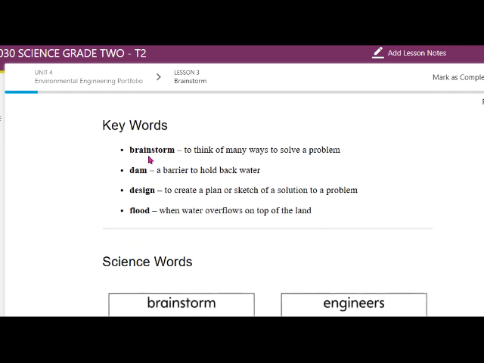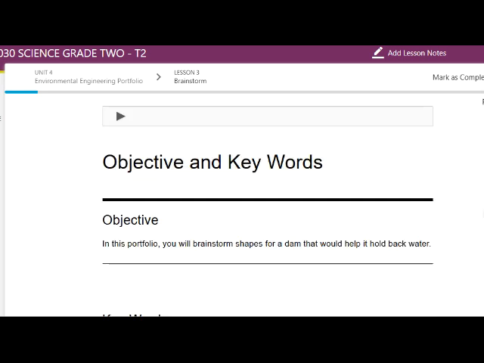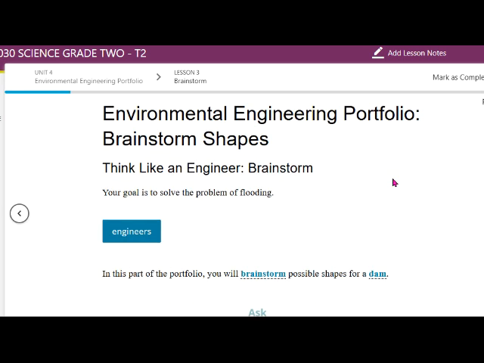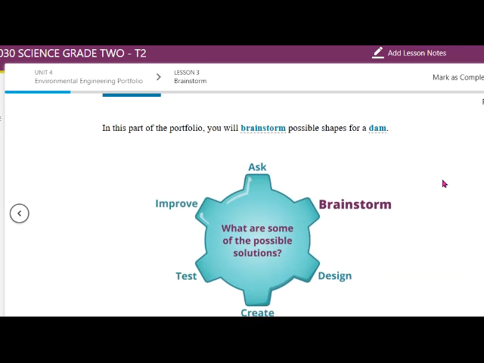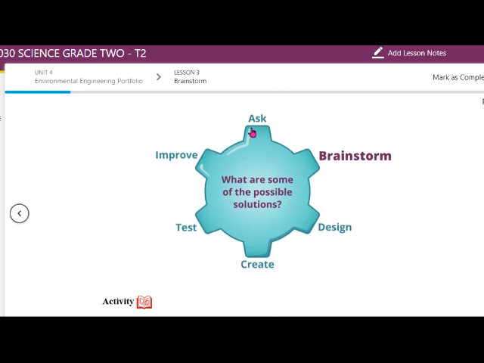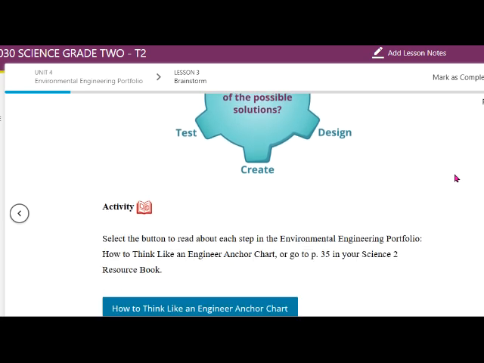Keywords: brainstorm, to think of many ways to solve a problem. So they're like ideas. Dam, a barrier to hold back water. Design, which means to create a plan or sketch, a drawing of a solution to a problem. And flood, when water overflows on top of the land. Your goal is to solve the problem of flooding. In this part of your portfolio, you will brainstorm possible shapes for a dam. We finished Ask Questions. Now we're moving on to brainstorm.